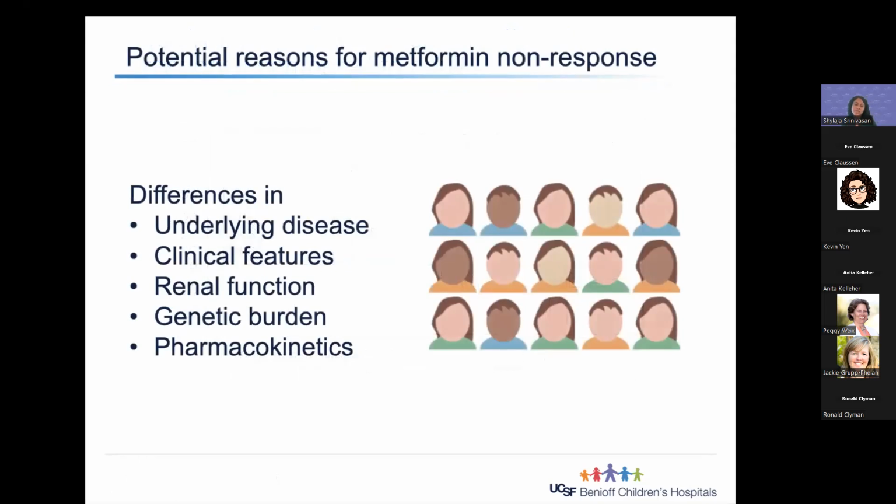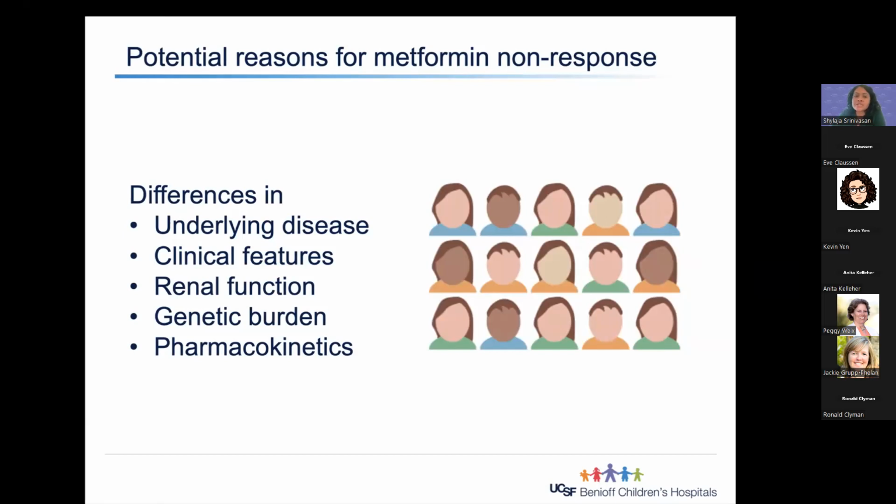So the question is, why is it that children do not respond as well to metformin? And there could be many potential reasons, and I've sort of listed some reasons that children can have a differential metformin response compared to adults. So the first one is that there could be differences in just the underlying disease.